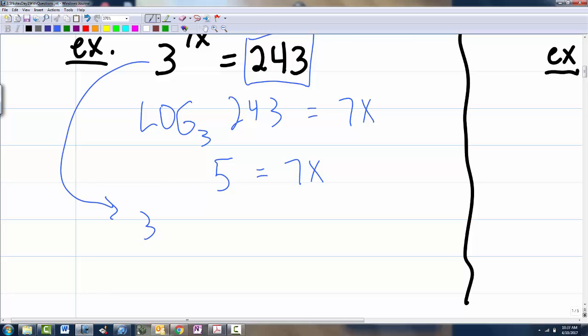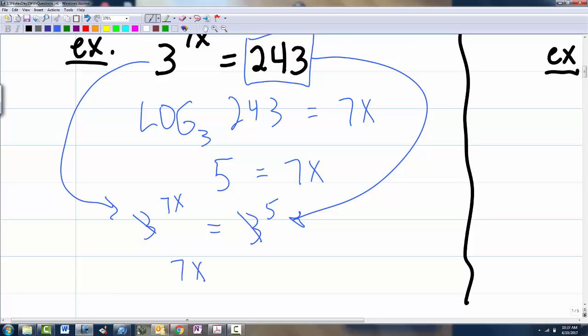Or you take this back, and it's 3 to the 7x, and you change 243 to 3 to the 5th, because that's what it's equal to. And then you drop the 3's just because of the matching rule. I don't know what else to call it. They call it the one-to-one property. Fine. Either way, we're back in the same spot, and you still get x equals 5/7. And it's all done without a calculator.